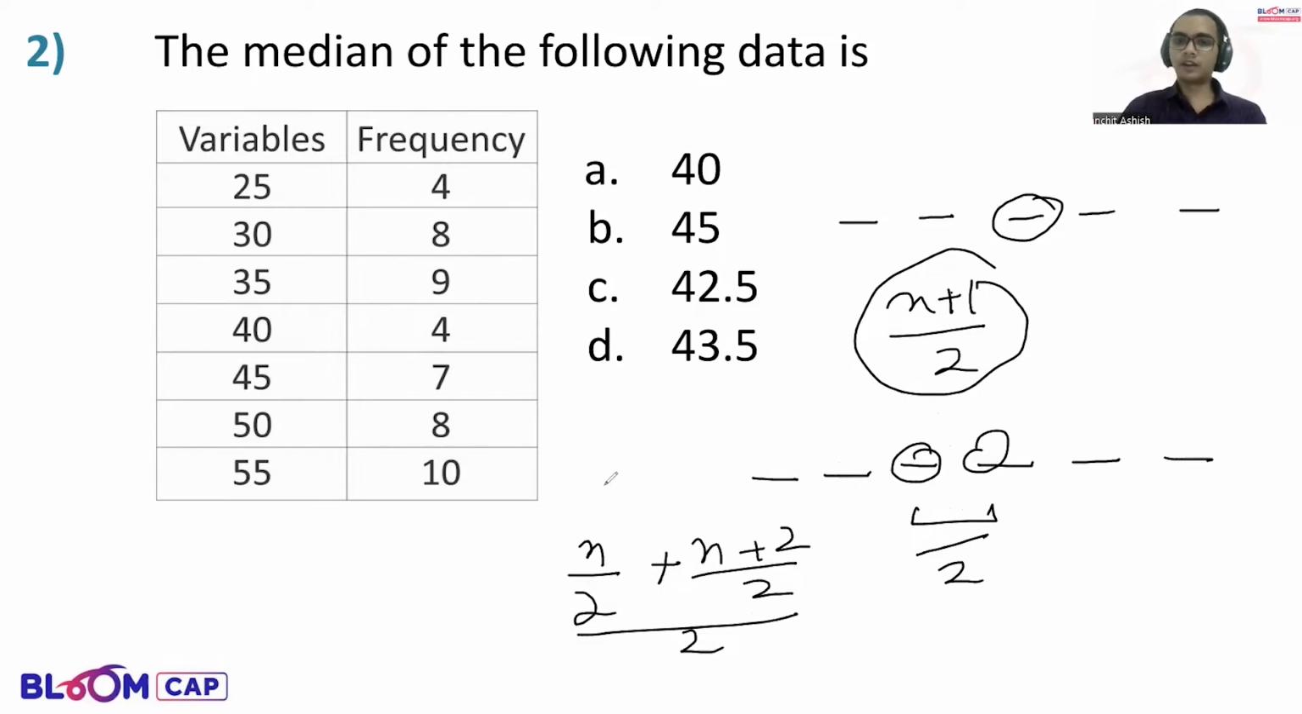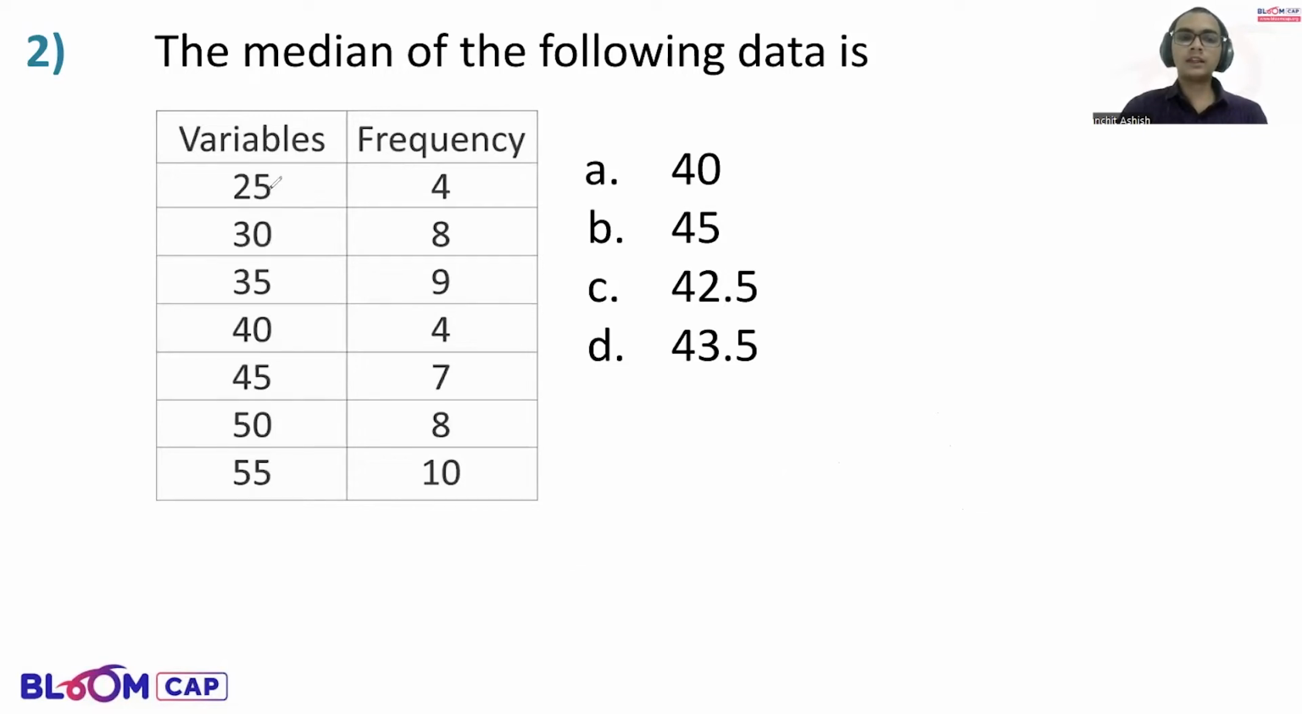Because this is the average. Now, to find the median, we have to find something known as the cumulative frequency. Now, what is cumulative frequency? I'll tell you. Basically, cumulative frequency is how many variables are there of 25? 4. How many variables are there of 30 and less? This will be 8 plus 4, 12. So we'll basically just keep adding numbers. 12 plus 9, 21. 21 plus 4, 25. 25 plus 7, 32. 32 plus 8, 40, and 40 plus 10, 50.